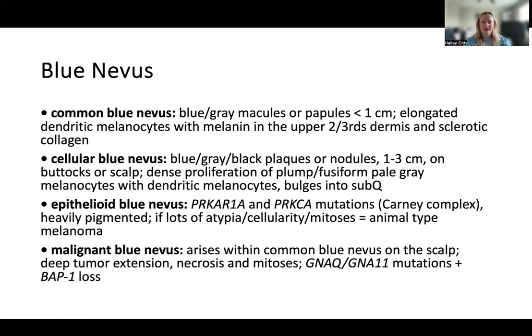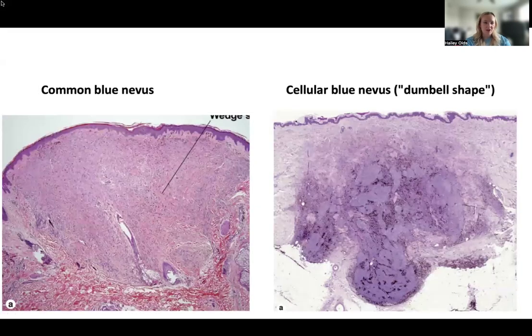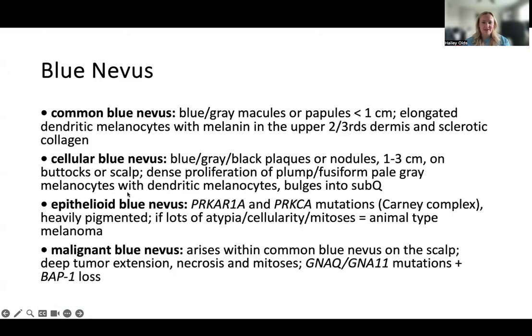So there are some different variants as well, which we have a picture of here. So common blue nevus is kind of wedge shaped, more superficial. Cellular blue nevus has this dumbbell shape to it. So that's how you can distinguish those two most commonly. Sorry, trying to go back to this slide here too. And then the cellular blue nevi are more likely on the buttocks or the scalp, and it's just a denser proliferation of plump, pale gray melanocytes, and it bulges into the subcutis. Versus the common blue nevus is those elongated dendritic melanocytes in the upper two-thirds of the dermis.